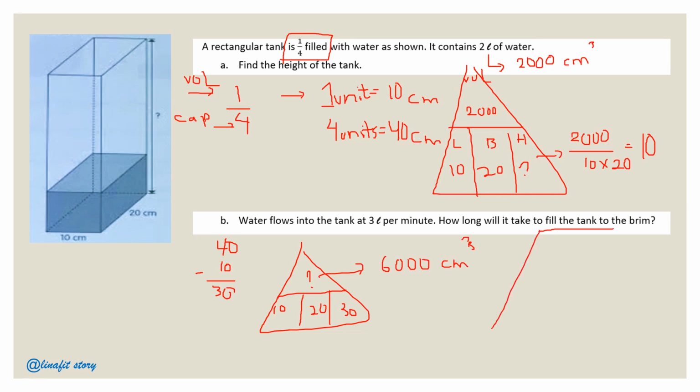Remember how to get the rate. The rate is volume divided by the time taken. The rate is 3 liters per minute, while the volume is 6000 cubic cm. We should convert it into liters. It is 6 liters.